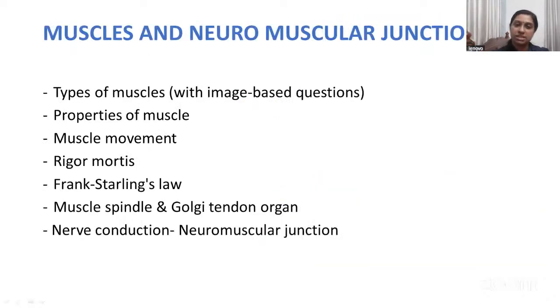Now coming to the muscles and neuromuscular junctions, only a few questions are provided. These are high-yielding topics. The types of muscles with image-based questions can be asked: skeletal muscle, smooth muscle, cardiac muscle and their properties. And the properties of muscle movement, rigor mortis, Frank Starling's law, which we have already mentioned. Muscle spindle and Golgi tendon organ. And next is nerve conduction, i.e. the neuromuscular junction, which is also a very important topic.